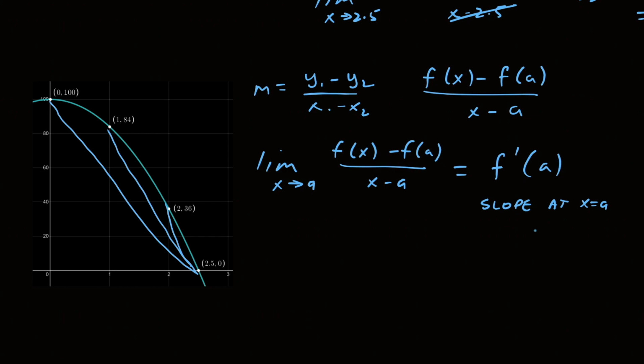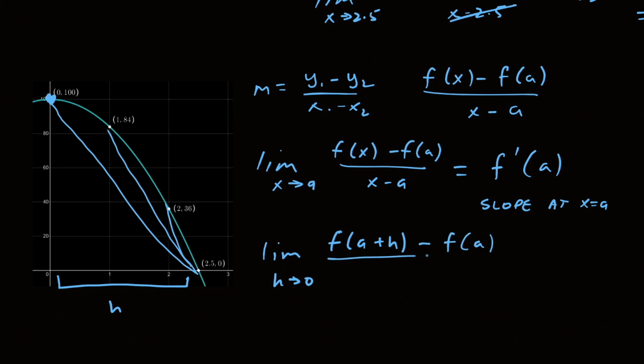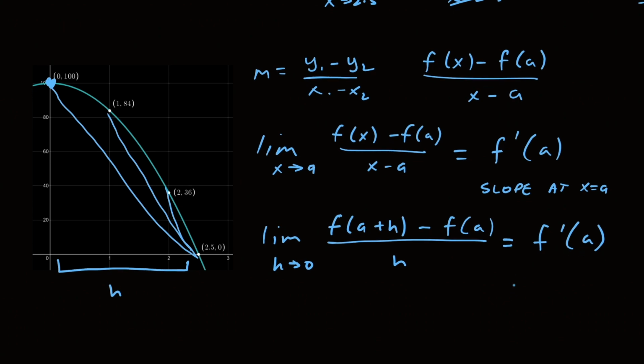Now there are other ways to write this. Rather than looking at x minus a, we just call that distance that we're closing in, that change in x, h. So that means we're now going to take the limit as that distance approaches 0. And then our point would be f of a plus the distance out to h. That's our other point that we would be at. And then we're subtracting the value at a, all over h. This is also the slope at x equals a, or f prime of a, or the derivative at a.